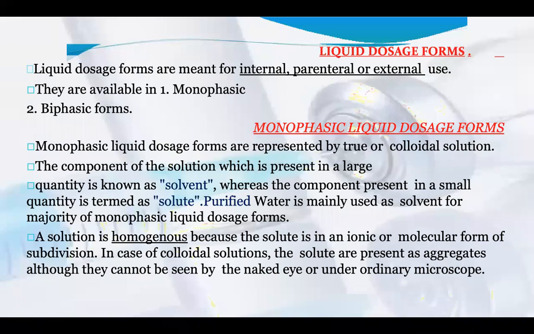A solution is mostly homogeneous because the solute is in an ionic or molecular form of subdivision. In case of colloidal solution, the solutes are present as aggregates, although they cannot be seen by the naked eye or under an ordinary microscope. So one is colloidal solution and one is the homogeneous solution. Mostly both are in a homogeneous state.